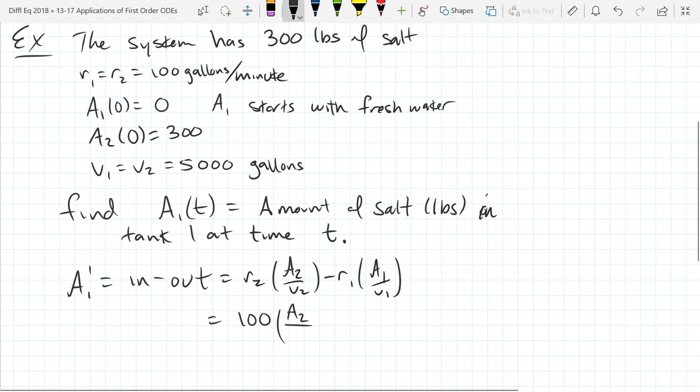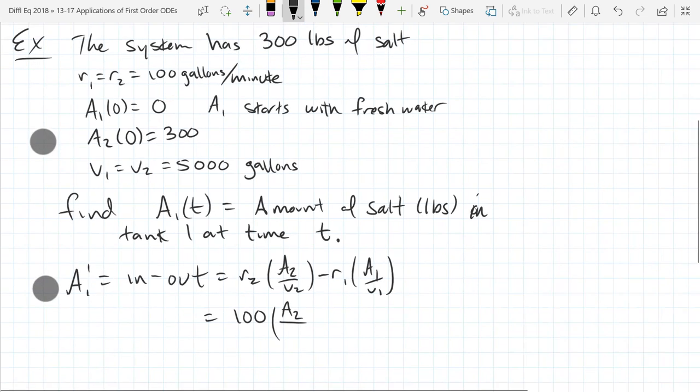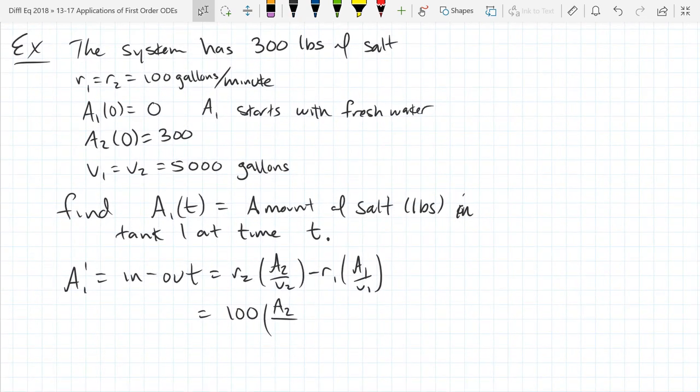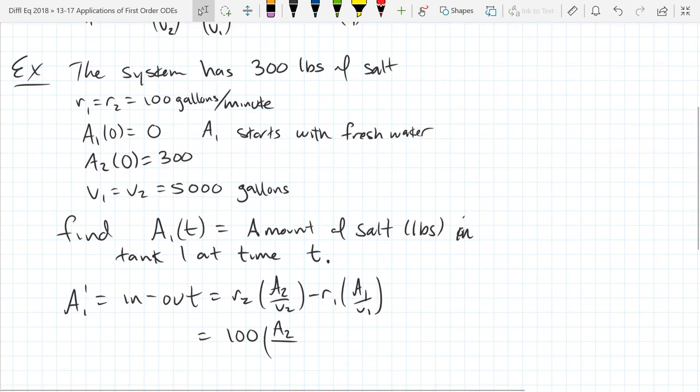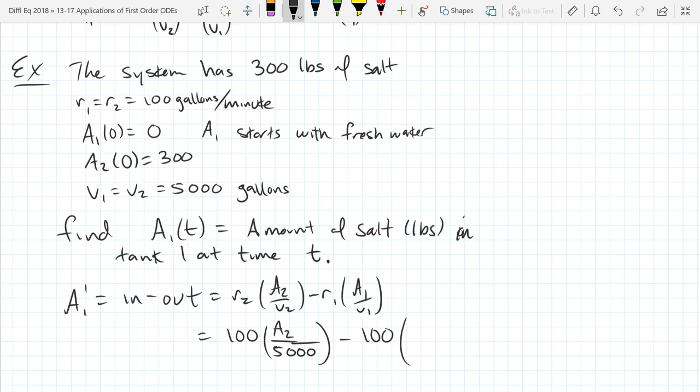How about the volume? It should be constant, because our rates are equal. If our rates were unequal, one tank would be increasing and one would be decreasing in volume. So our volume is 5,000 in both of them. Minus our other rate 100 and volume 5,000, and we get A1.